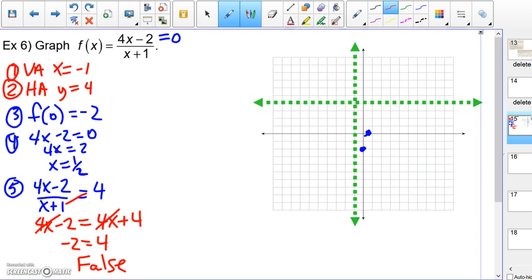All right. So if you're looking at it, you might be guessing that it's going to look something like this, and that would actually be a pretty good guess. But we need to nail down some points, and that's where step 6 comes in. Step 6, we're going to make a table.